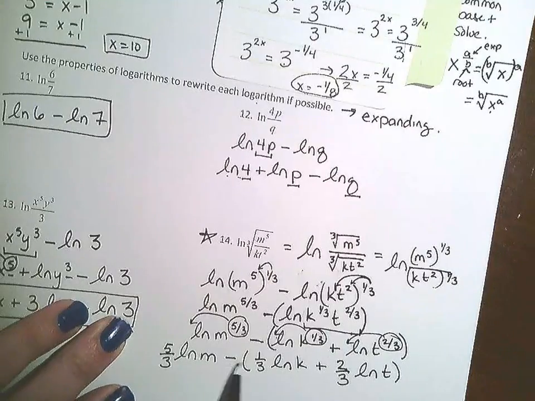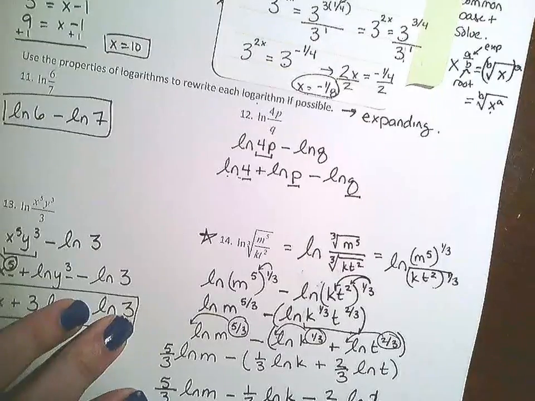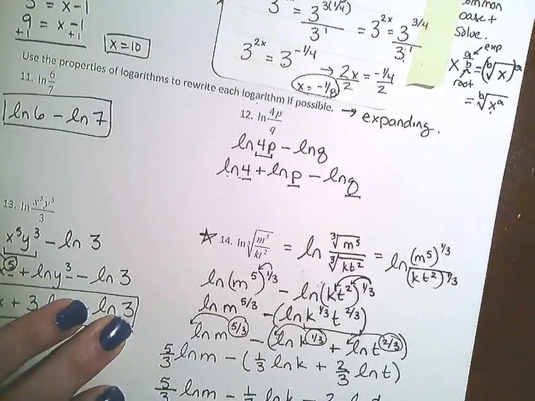The whole idea is expanding, so we do have to distribute that negative to everything. So this becomes 5/3 ln of m minus 1/3 ln of k minus 2/3 ln of t. All right, so I know I'm done because the only thing left with the log is a single variable or number.